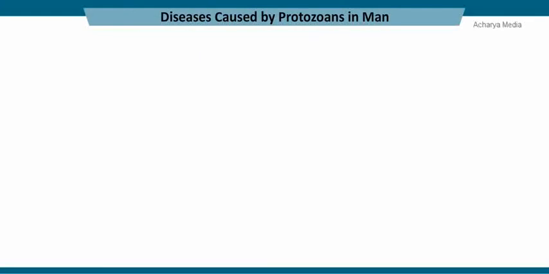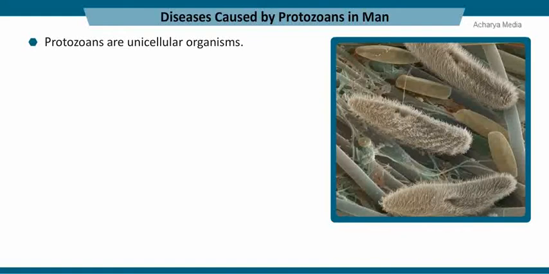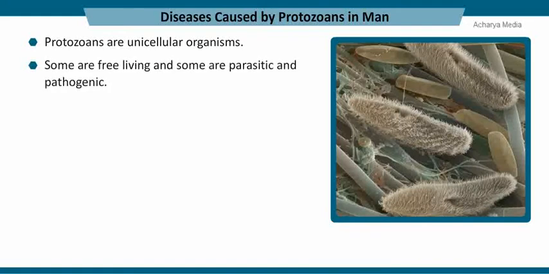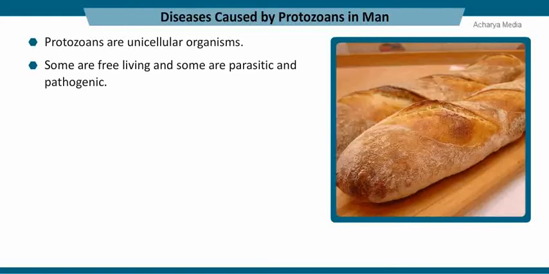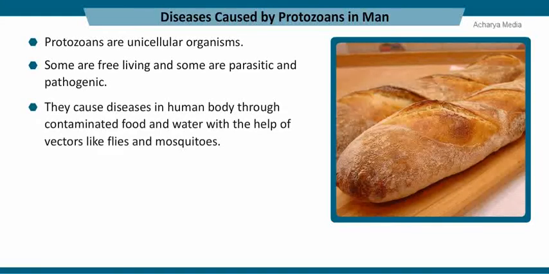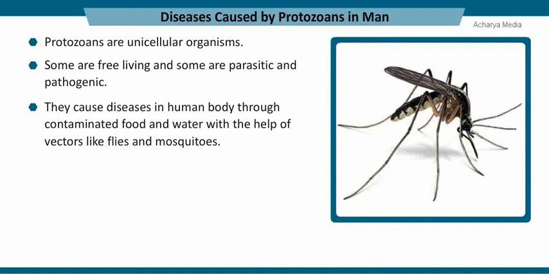Diseases caused by protozoans in man. Protozoans are unicellular organisms. Some are free-living and some are parasitic and pathogenic. They cause a variety of diseases in humans by entering the human body through contaminated food and water. Flies and mosquitoes act as vectors in contaminating water and food substances.